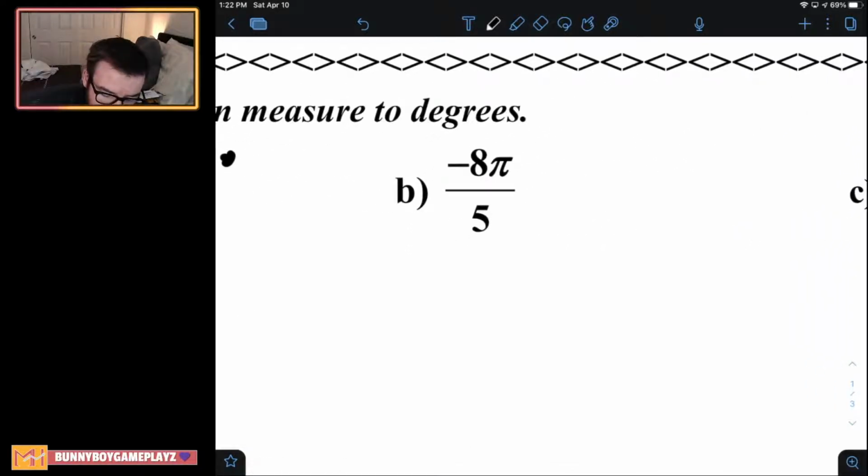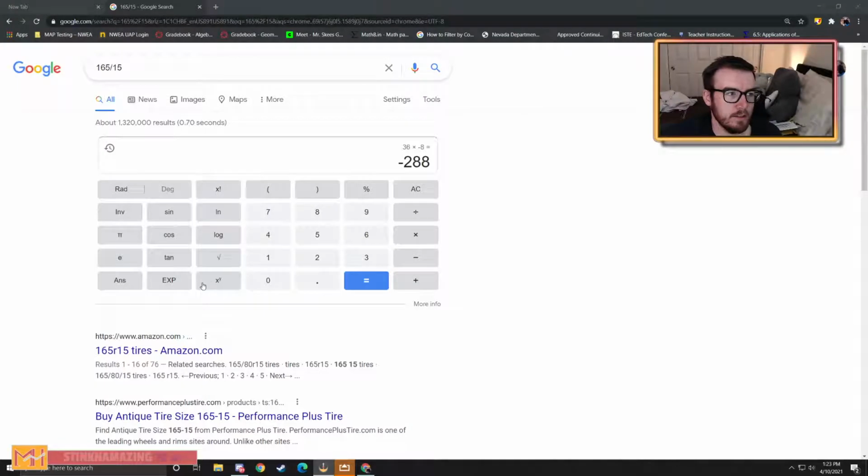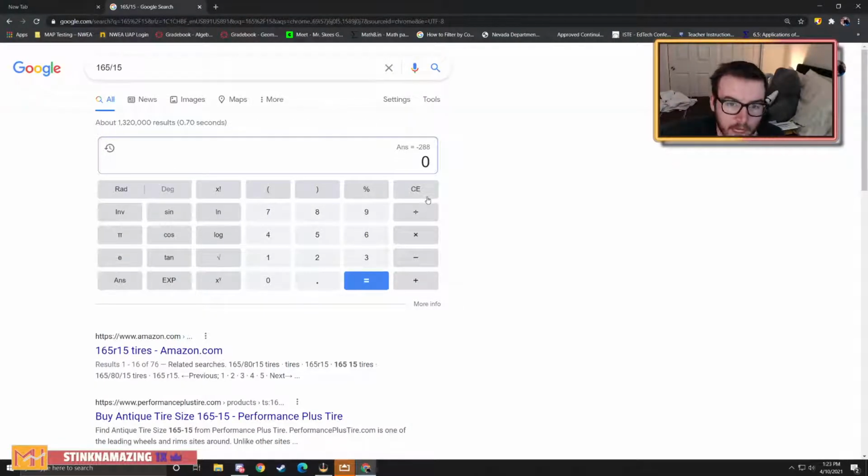Negative 8 pi divided by 5. Again, just replace that with 180. So I know that a fifth of 180, if I break out the calculator here, is 36 degrees. So multiply 36 by negative 8, and I get negative 288. Again, let me say it nice and crystal clear here: pi is equivalent to 180. So negative 8 times 180 divided by 5 gives me that negative 288.